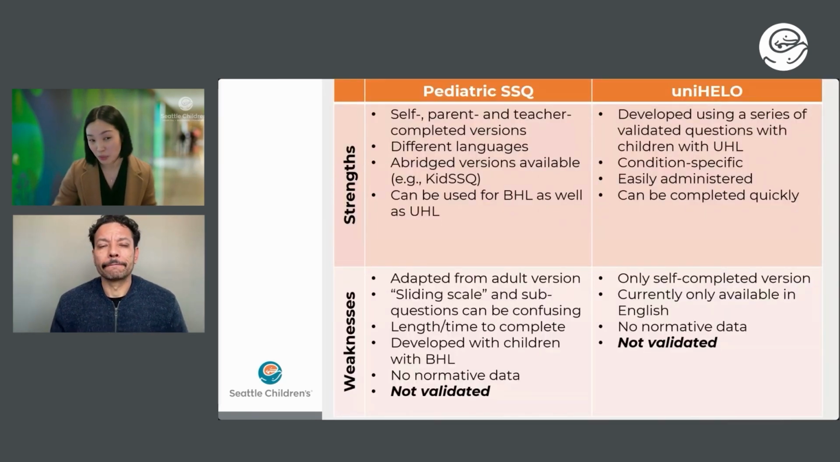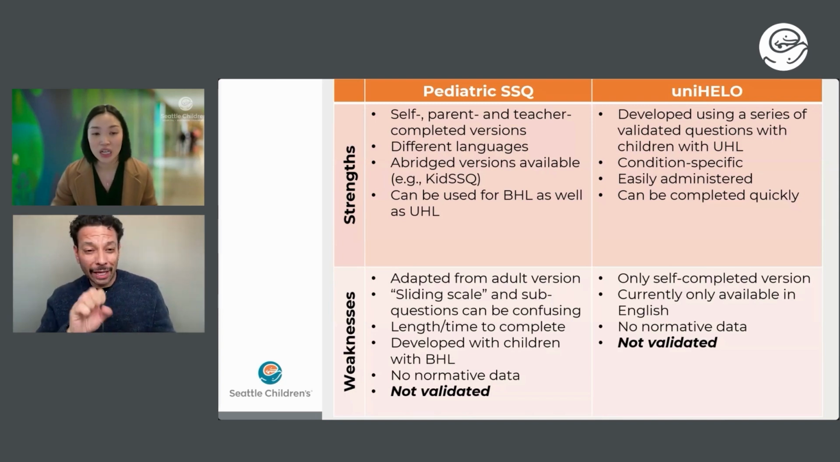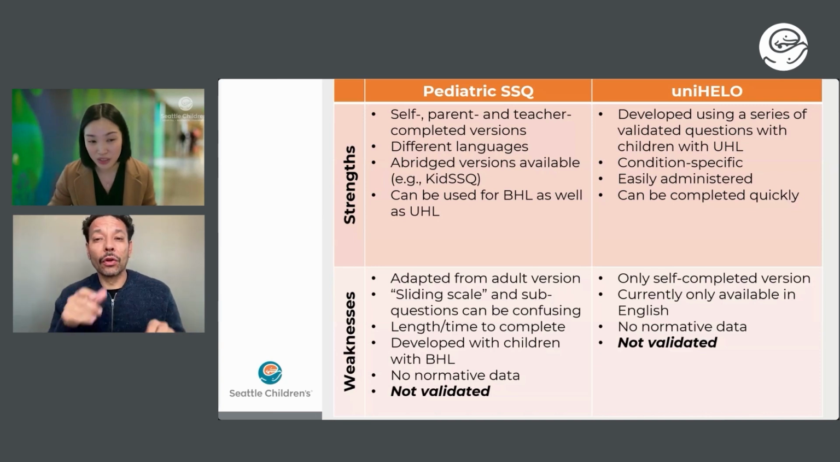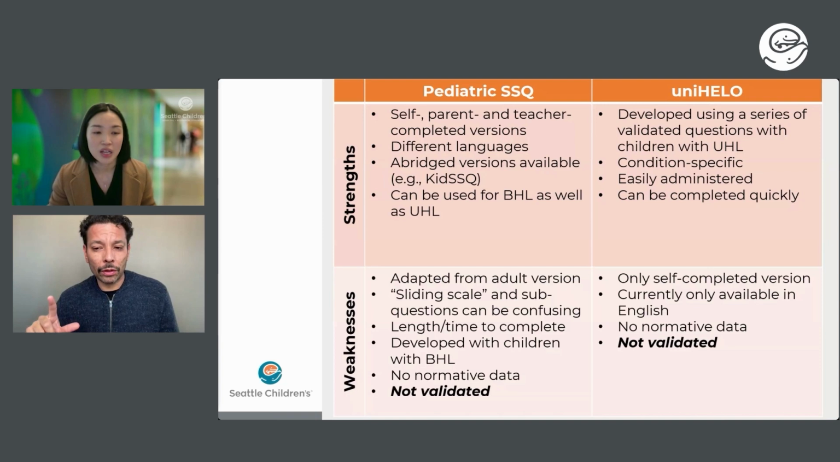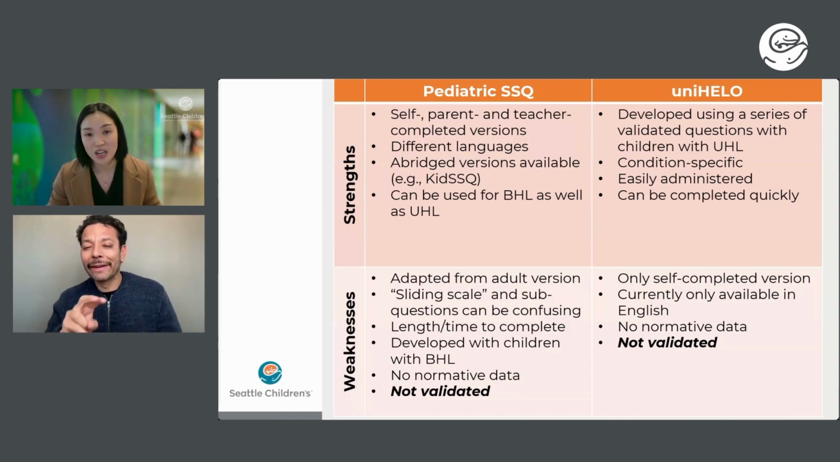It takes a long time to complete because of the sliding scale, the way that the scenarios are worded, and the sub-questions. It was developed with children who have bilateral hearing loss, again, not unilateral, cochlear implant candidates. There is no normative data to compare to, and it is not validated.